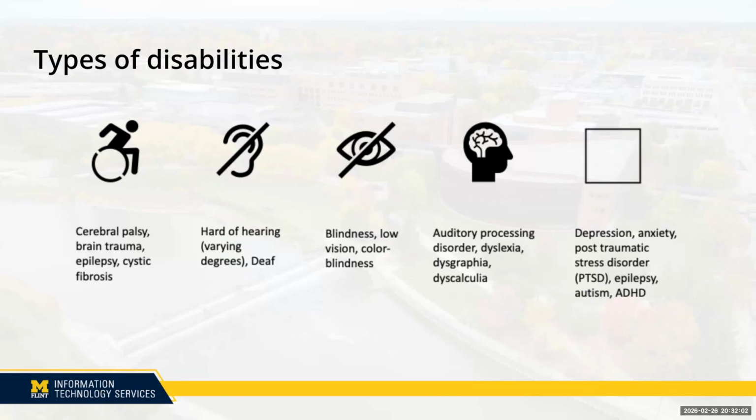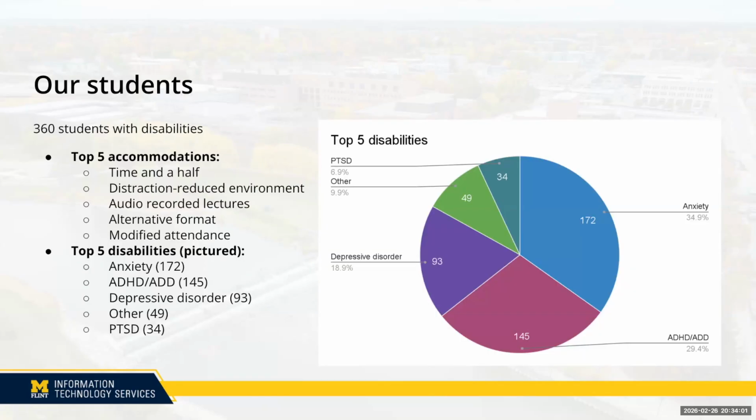And then we have what we would call invisible disabilities. So those disabilities that aren't always apparent to somebody and also may not be apparent to the person that could have the disability. They may not even know they have one. And this includes dyslexia, dysgraphia, any auditory processing disorders, depression, anxiety, post-traumatic stress disorder, epilepsy, autism, ADHD. At U of M-Flint, over 360 students are registered with disabilities.